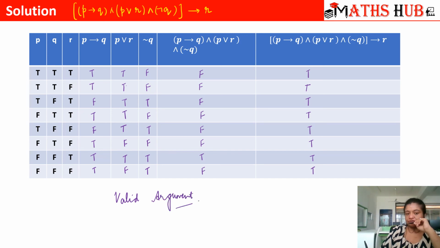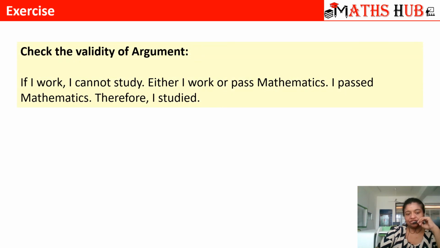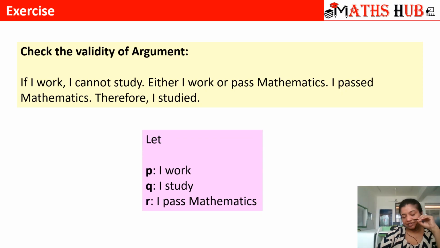So I hope you have understood from the English statement how to frame the argument and then how to check its truth value, right? So I'm giving you one exercise to do. You need to check the validity of the argument. But if I work, I cannot study. Either I work or pass mathematics. I passed mathematics, therefore I study. So you need to check its validity and let me know in the comment section whether it is a valid argument or a fallacy. Right?